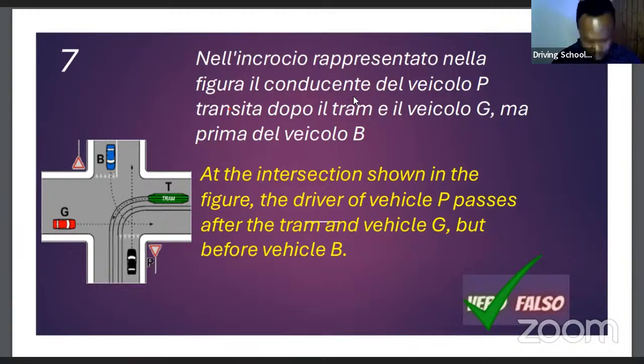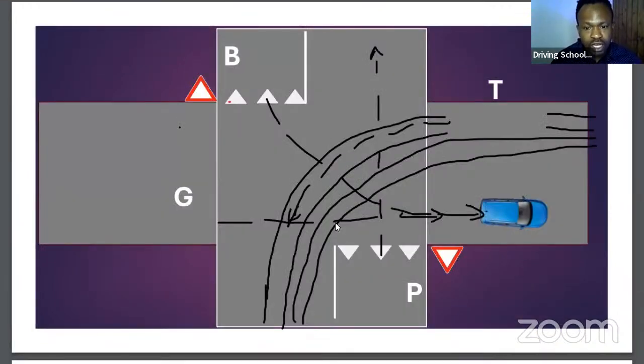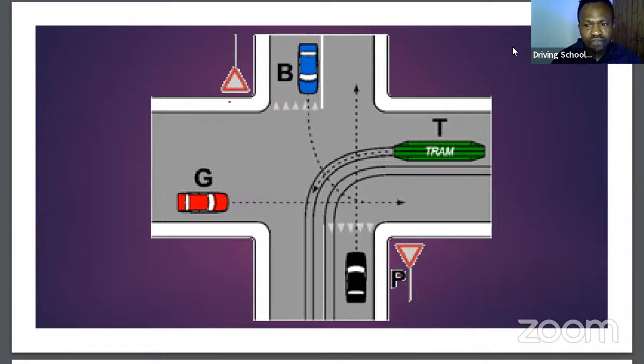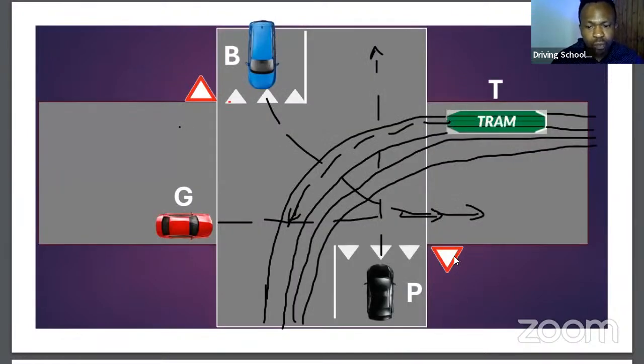Considering the fact that vehicle P is having this give right of way sign, and vehicle B is having give right of way sign, two of them cannot leave before vehicle G. And remember, vehicle T is the first to leave because it's a tram, not a filobus. You understand? It's the first to leave. So in the first case, vehicle T is going to leave the junction. Now, vehicle T has left the junction.